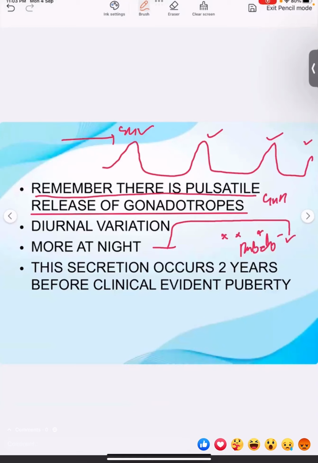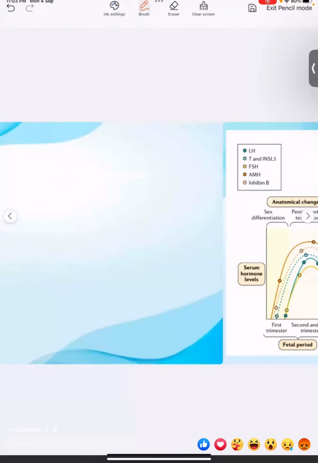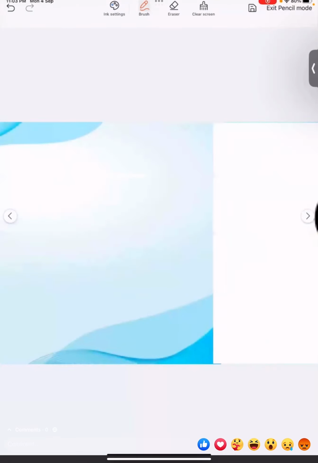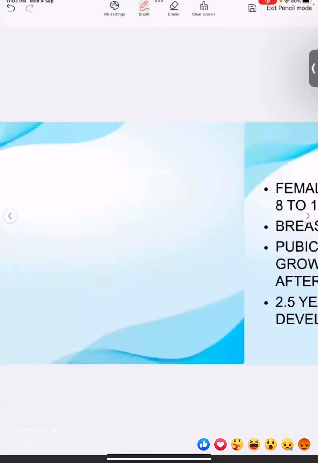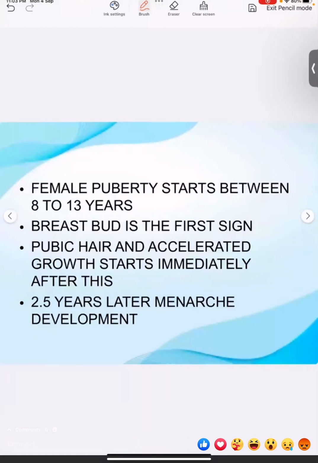Okay, so these are the hormones basically. Now this is for the female. This is the normal puberty when it happens in the female. It's between 8 to 13 years. Breast enlargement is the first sign. Then pubic hair and the accelerated growth spurt come immediately after this, about 2.5 years later.